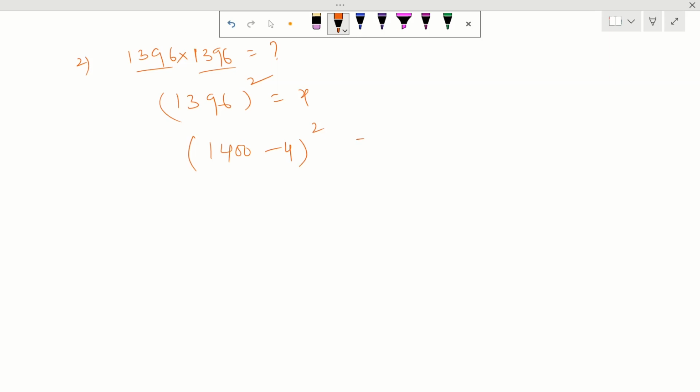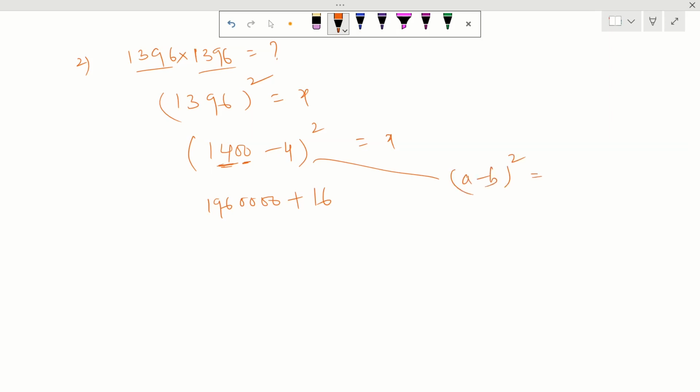So 14 square is 196, double zeros are there, and when we square, then 4 zeros come. And 4 square is 16. This is in the formula for a minus b whole square.